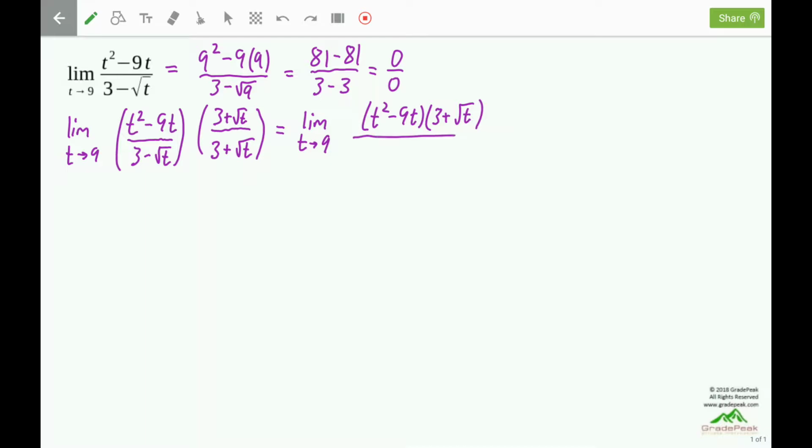In the denominator, we will FOIL that out. First, 3 times 3, that's a 9. Outside, 3 times root t, that's a positive 3 root t. Inside, negative root t times a 3, that's a negative 3 root t. And then last, negative root t times a positive root t, that'll be a negative t. The outside and inside terms will always be able to cancel with a root conjugate pair.